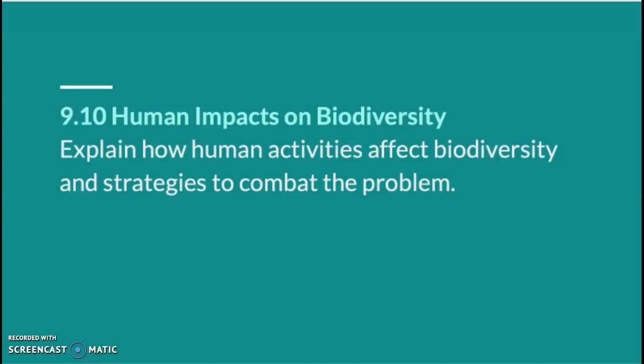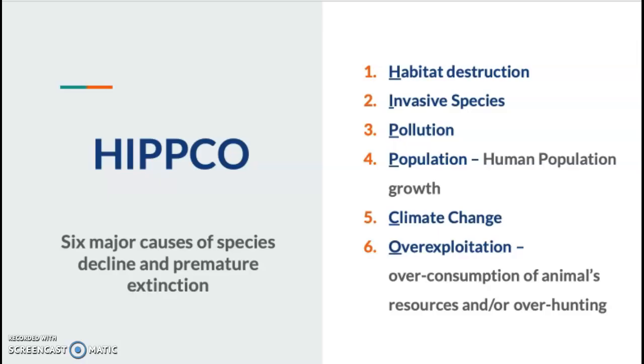Topic 9.10, Human Impacts on Biodiversity. We should be able to explain how human activities affect biodiversity and strategies we can use to combat the problem. We use the acronym HIPCO to abbreviate the 6 major causes of species decline and premature extinction caused by humans.